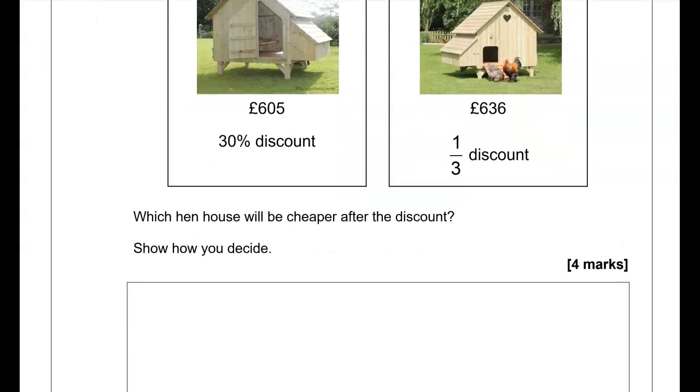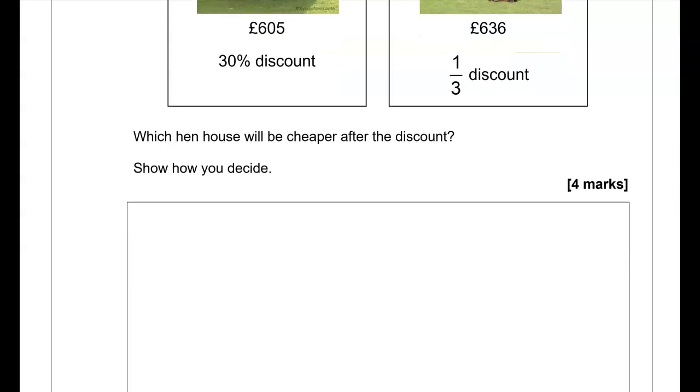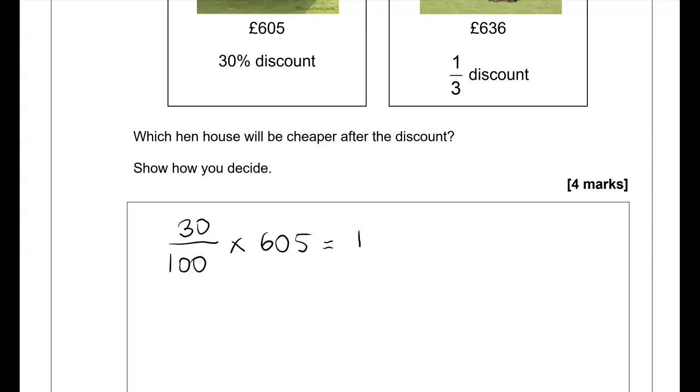So £605. We can use a calculator here. So we could do 30%, which is 30 out of 100 of £605. So plugging this into the calculator gives us 181.5. Now that's the discount. We need to take it away from 605 to work out the discounted price.